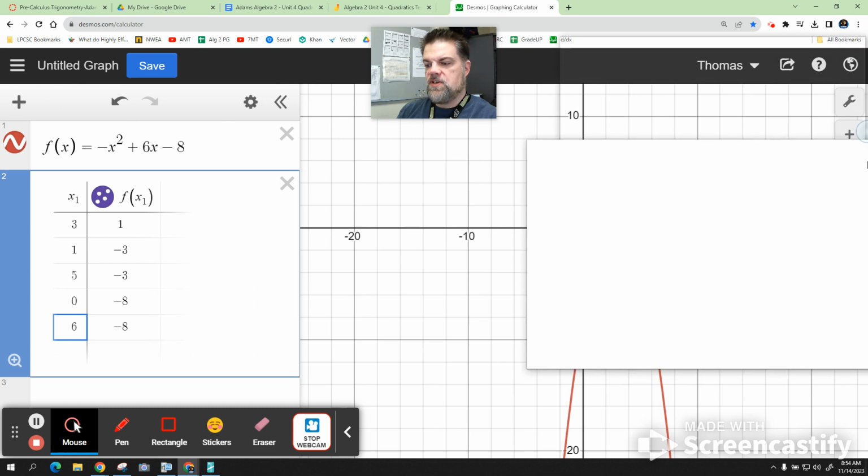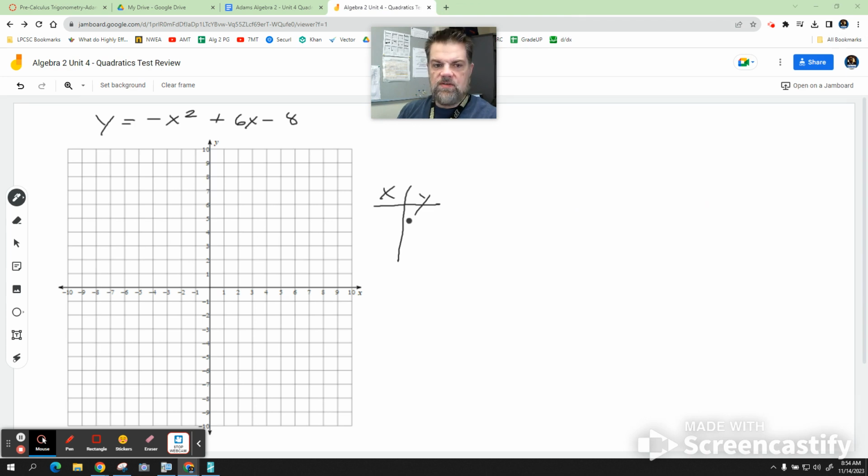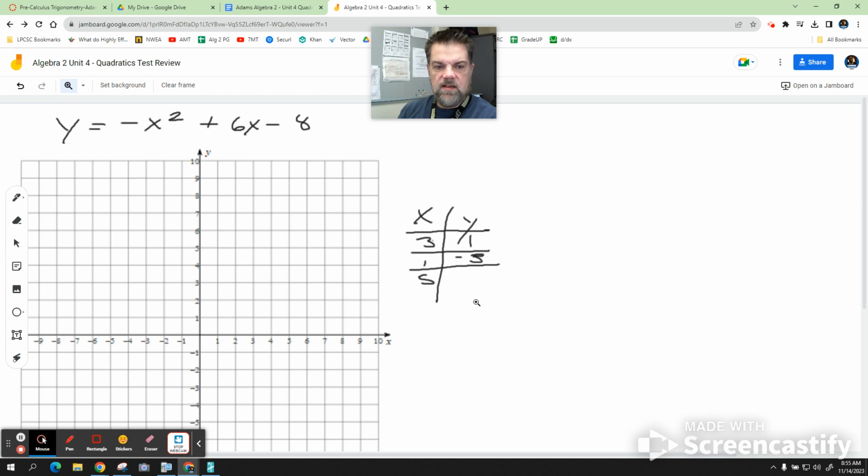And so now what I'm going to do is I'm just going to write those values down, right? So right here, I'm just going to say 3, 1, right? Then when x equals 1, y equals negative 3. When x equals 5, maybe if I zoom in, I can write it a little better. When x equals 5, y equals negative 3 as well. When x equals 0, y equals negative 8. And also when x equals 6, y equals negative 8.